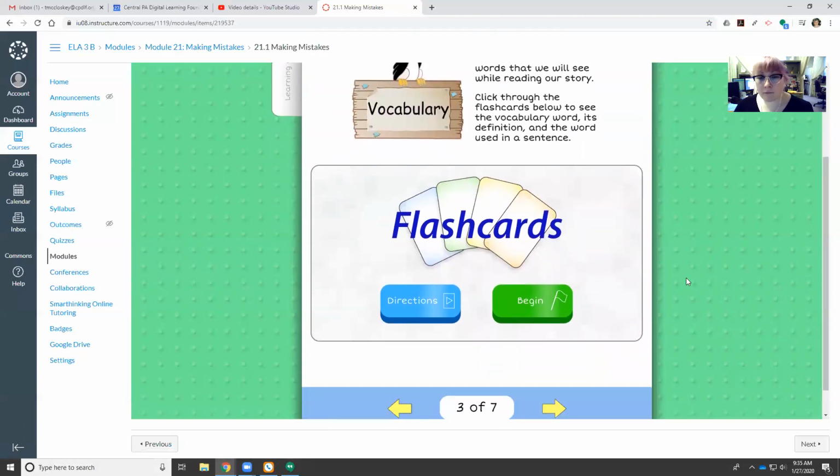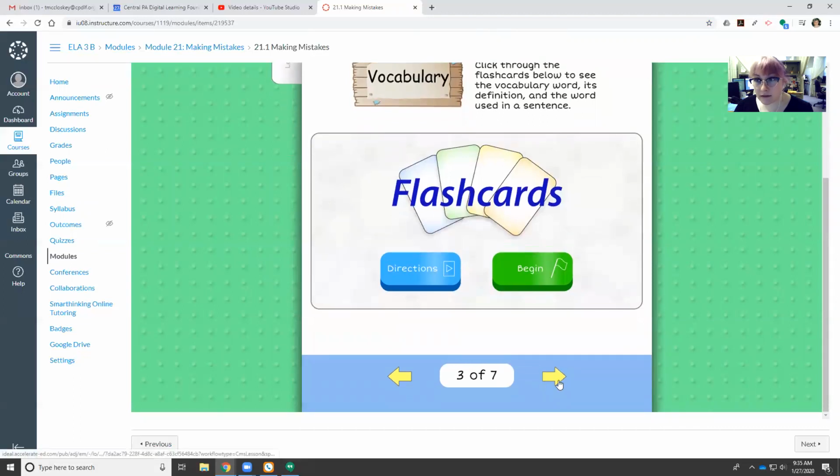Vocabulary. Again, your vocabulary words are listed on your planner at the very bottom. And I went over what they are, and you can practice those words with these flashcards and then take the pretest. Same with spelling, practice and take the pretest.